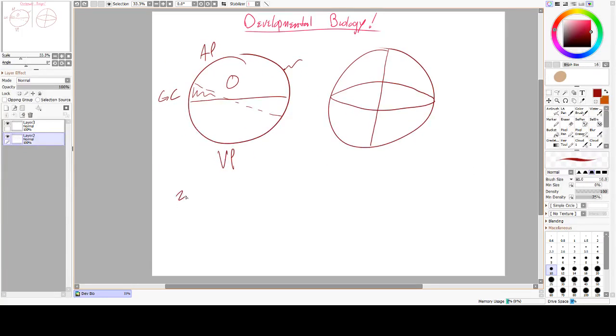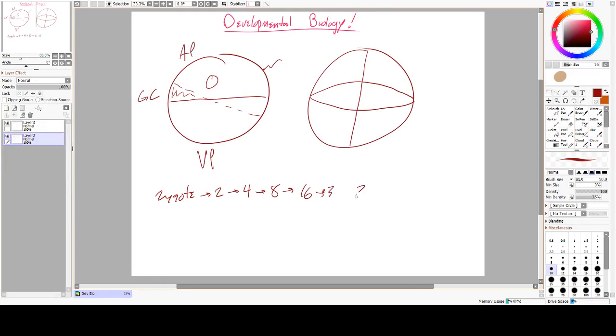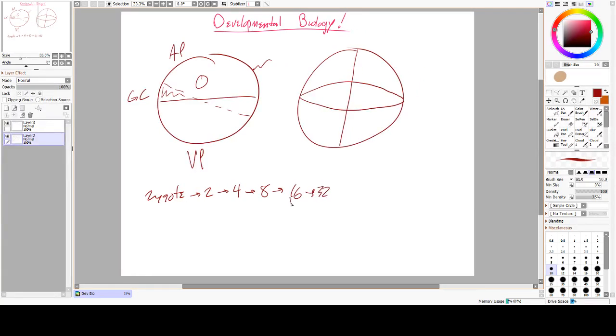But the zygote, this is a zygote where it's fertilized. But then once it goes to a 2 cell, which is this, and then a 4 cell, 8, 16, 32, at this stage, the bundle of cells is called a morula, and then at 64, 128, that's when it's called the blastula.